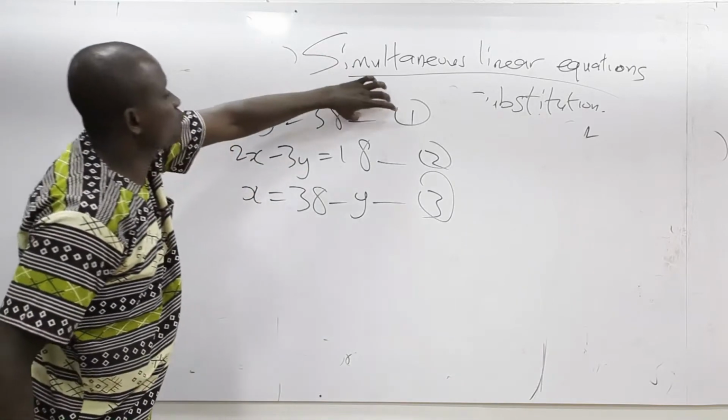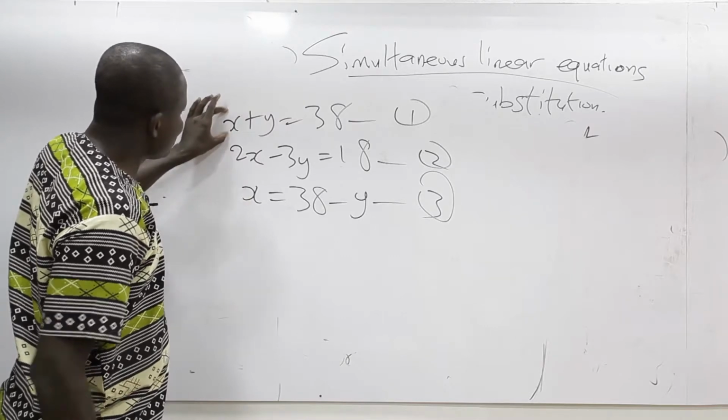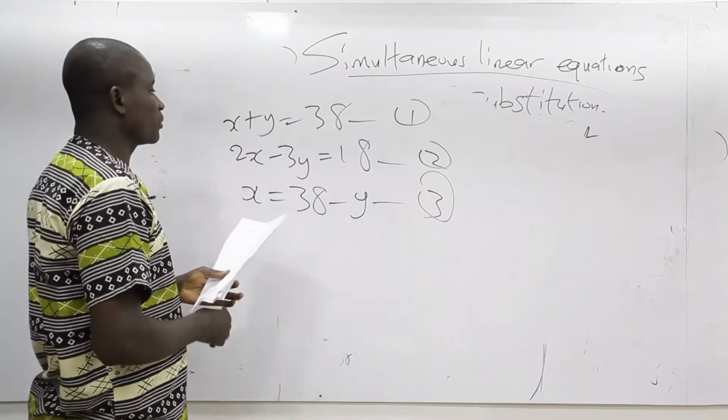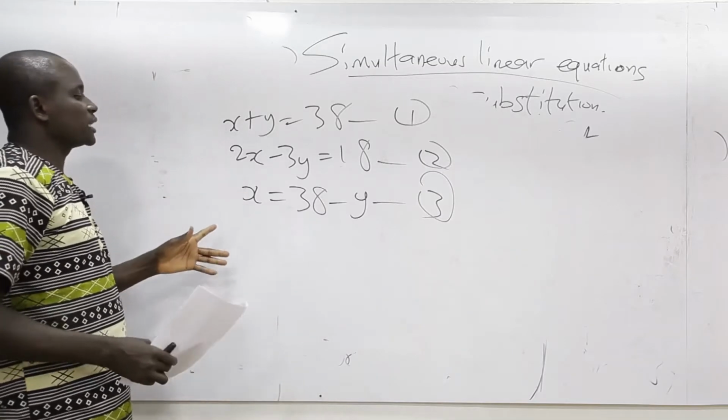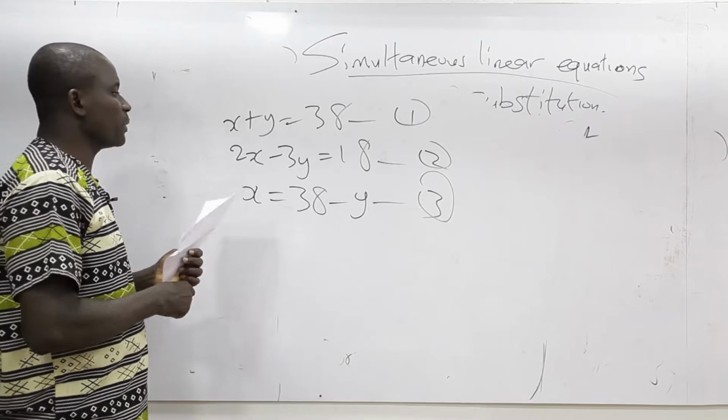38 minus y is equal to equation 3. 38, that is x here, is equal to 38. Then this one crosses there. This one will give you equation 3. Now, why are we doing that? Because we want to eliminate x. You want to substitute by x.